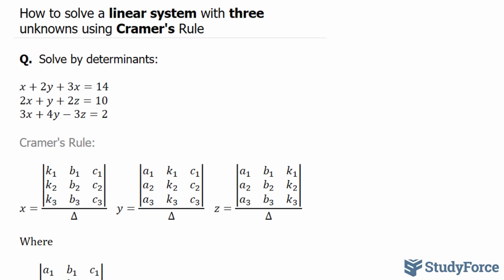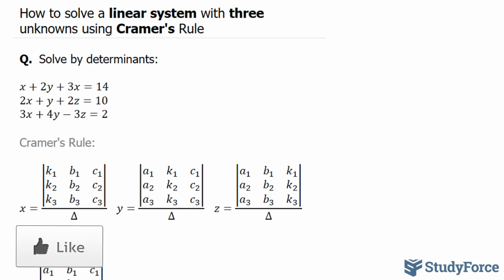In this video, I'll show you how to solve a linear system with three unknowns using Cramer's rule. What we have is three equations, and each equation has three unknowns. And what we're expected to do is use Cramer's rule to find out what x, y, and z is.